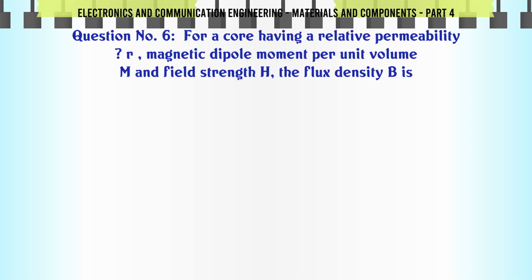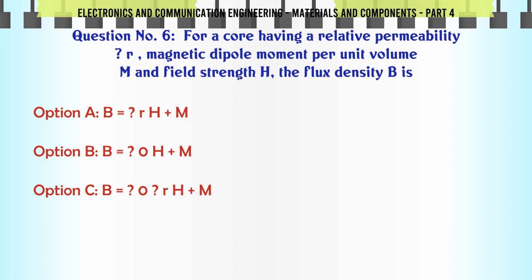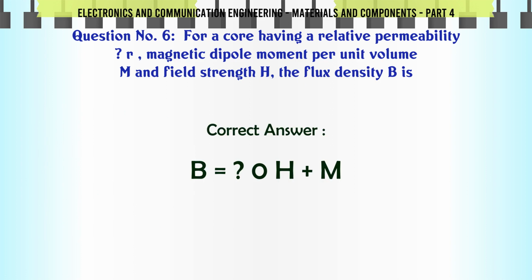For a core having a relative permeability μR, magnetic dipole moment per unit volume M, and field strength H, the flux density B is A. μR H M, B. μ0 (H + M), C. μ0 μR H M. The correct answer is μ0 (H + M).